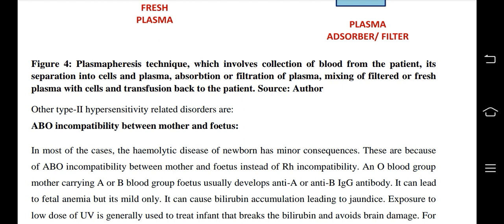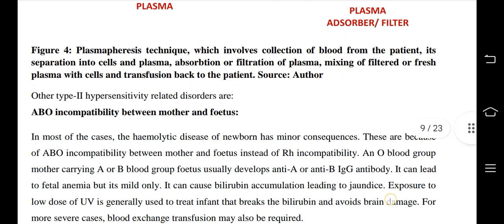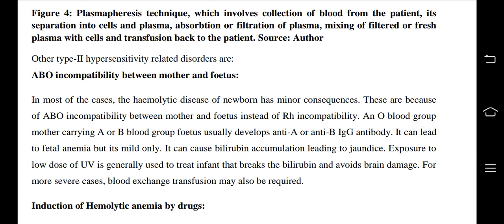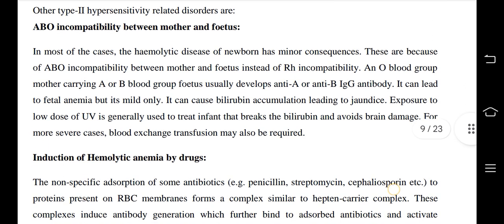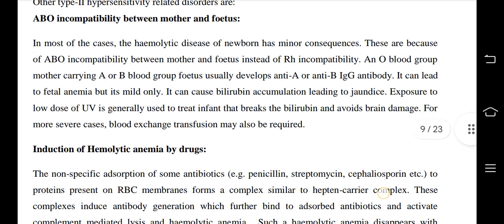It can cause bilirubin accumulation leading to jaundice. Exposure to a low dose of UV is usually used to treat the infant, which breaks down the bilirubin and avoids brain damage. For more severe cases, blood exchange transfusion may also be required. ABO incompatibility between mother and fetus.